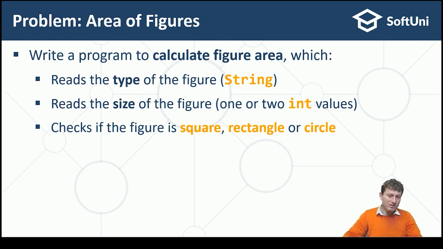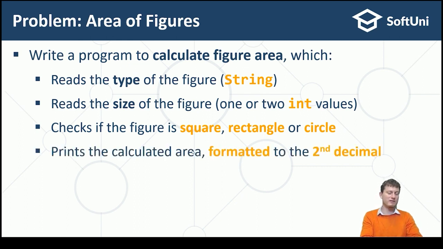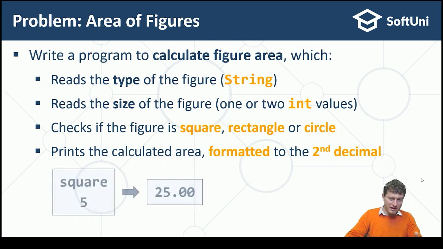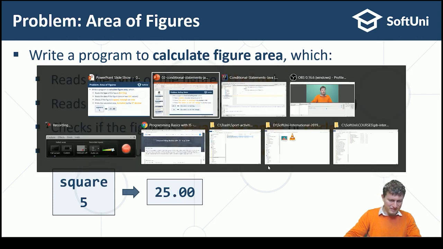Okay, but in fact we need to read a string, check the string with some ifs, with some string comparisons, and later either solve the problem about calculating the circle area, or read the size of a square and calculate the square area, or read rectangle width and height and calculate the area by multiplying them. So the area should be calculated, formatted to the second decimal after the dot, the floating point decimal separator.